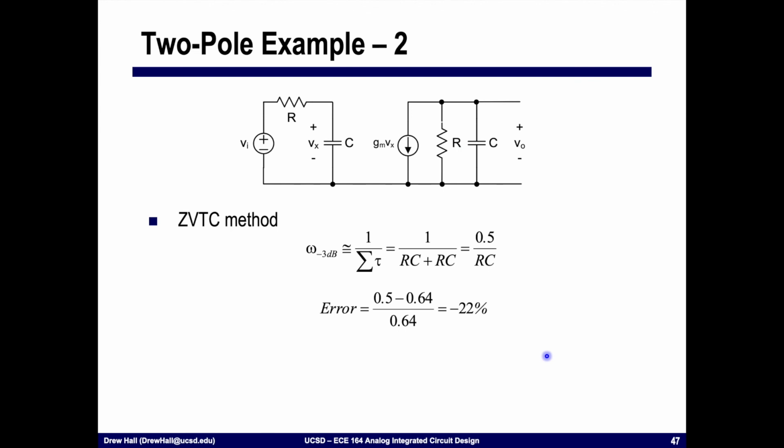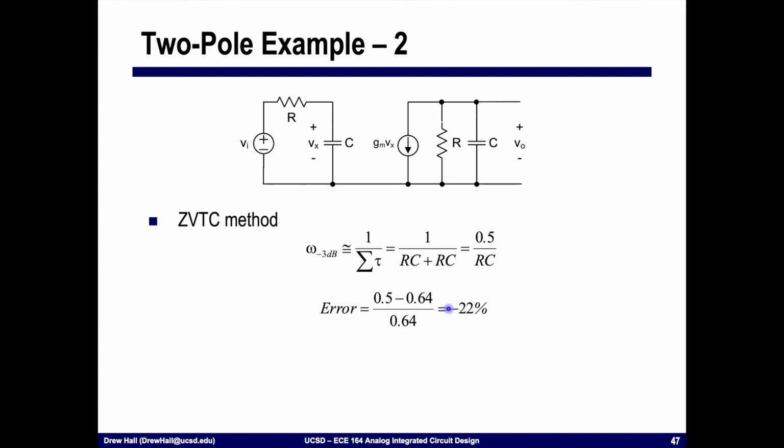Okay, now what if I was to use the ZVTCs? With ZVTCs, I would say that there's a time constant at the input, a time constant at the output, both of which are equal to RC. Okay, and so I would get that the 3 dB bandwidth was simply equal to 0.5 divided by RC. So clearly, this is not the same answer that we previously got, but let's calculate the percent error so that we understand how bad or how good this calculation is. And so the percent error is equal to the bandwidth that I calculated minus the previous divided by the actual. Okay, and so this gives me a 22% error in the poles.